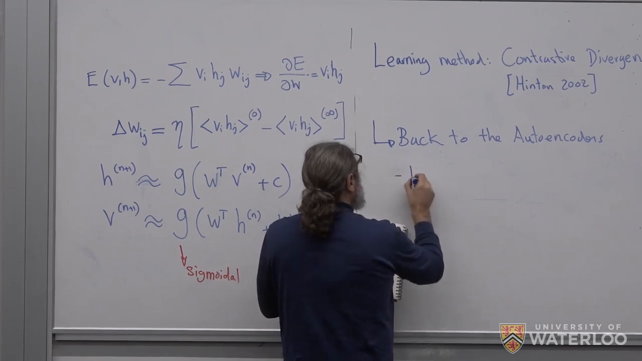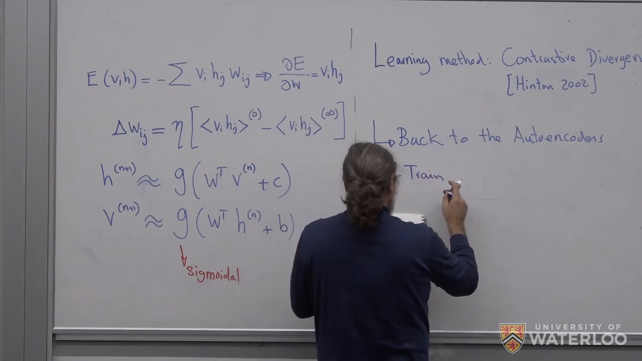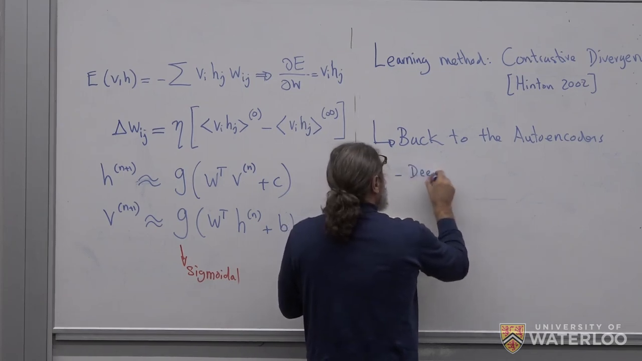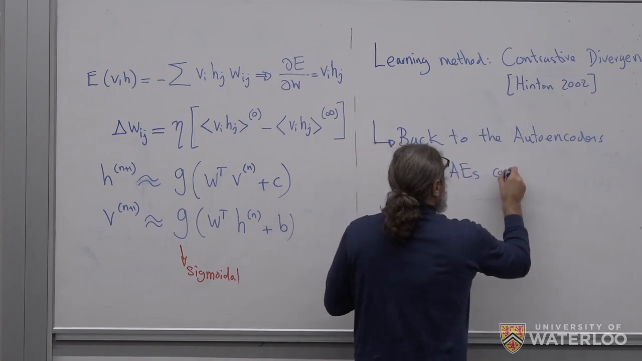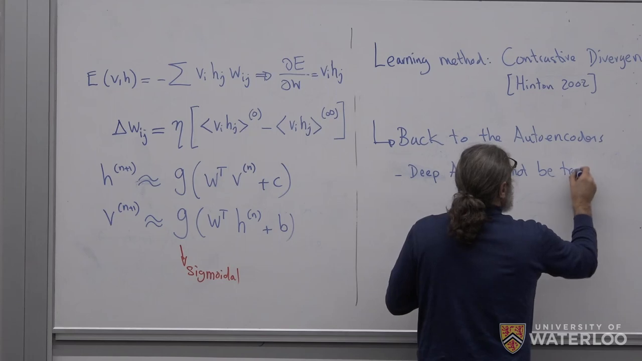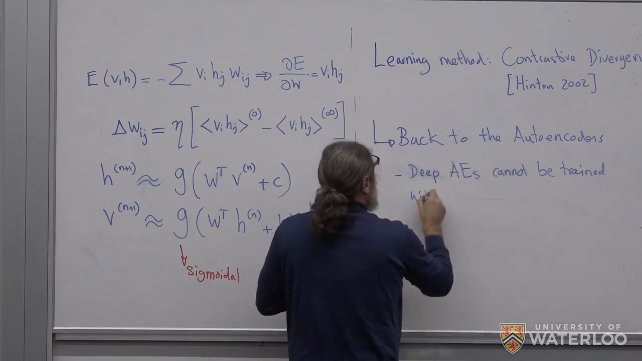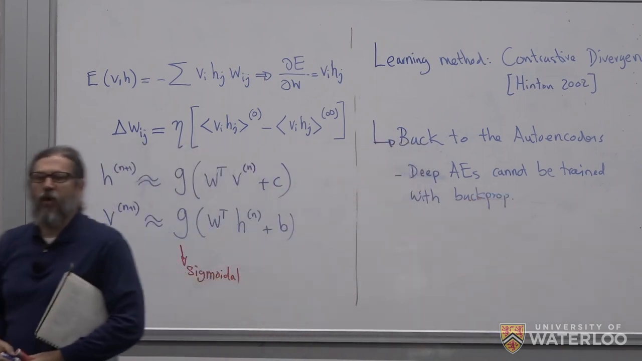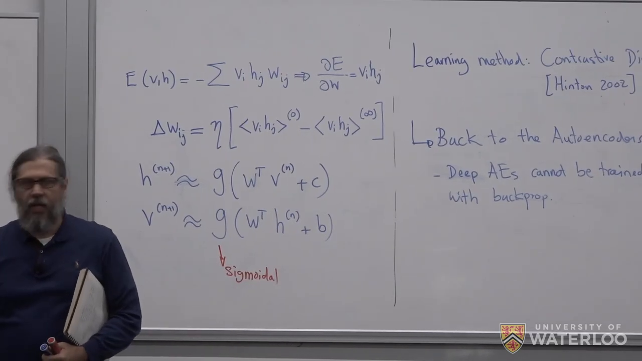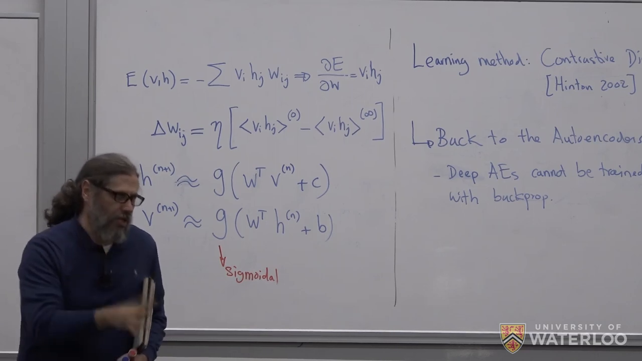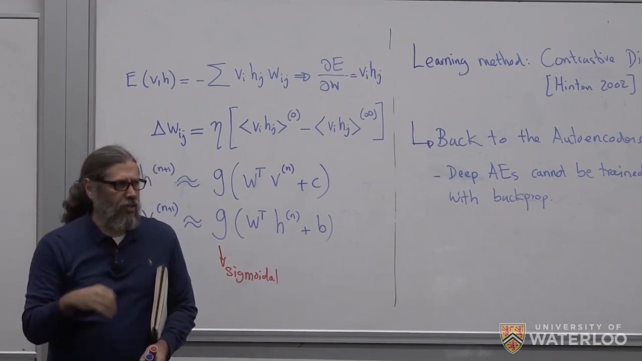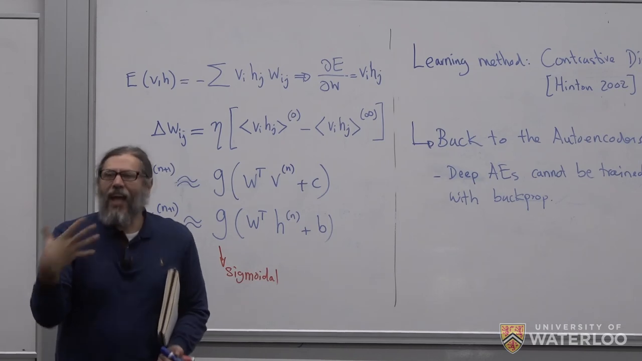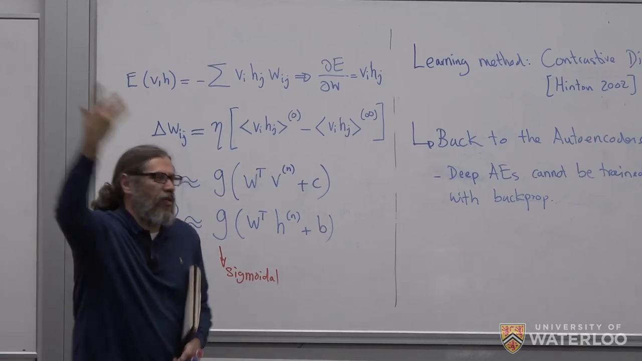So, we start with the idea that you can train, sorry, we said that deep autoencoders cannot be trained with backprop. That was the problem we started with. That was one of the problems. If you have a deep network, if you have a deep multi-layer perceptron with more than four layers, five, six, seven layers, nobody even dared to go more than five layers, six layers, we cannot train it. It goes forever and nothing happens.